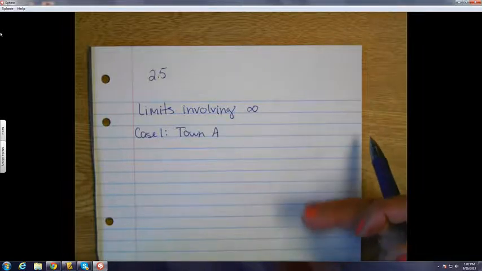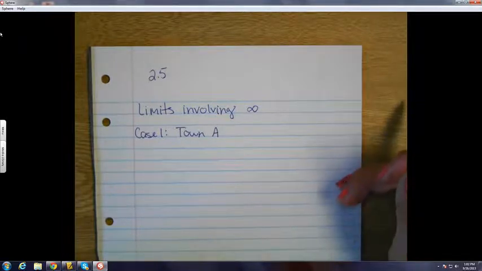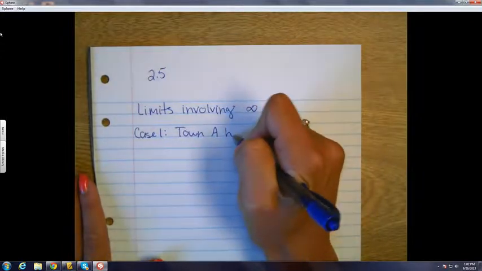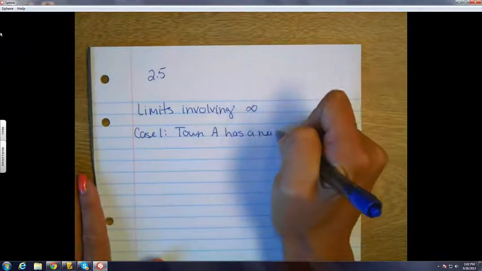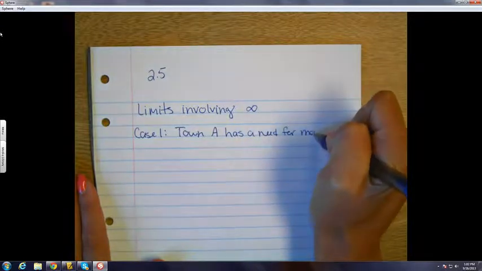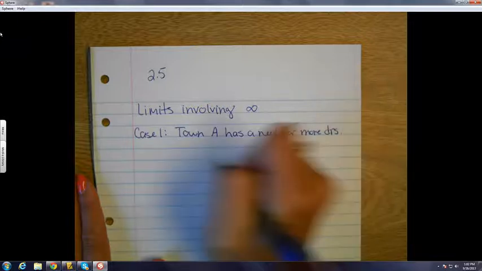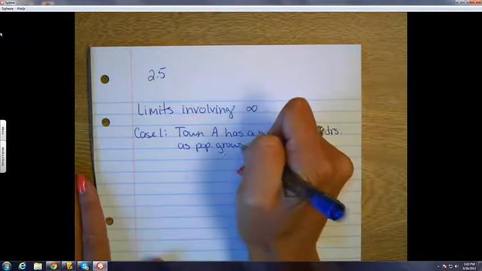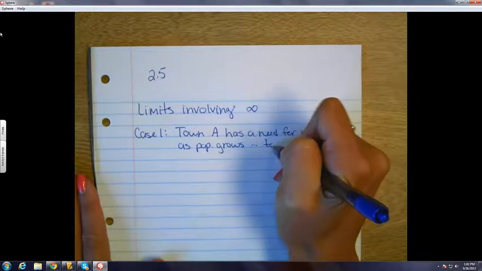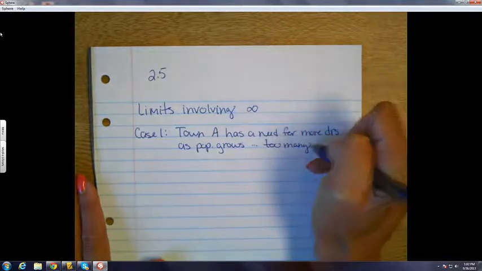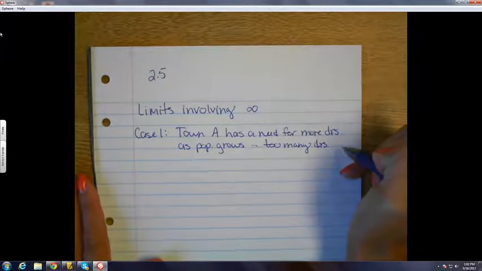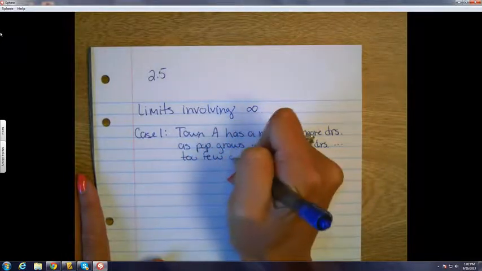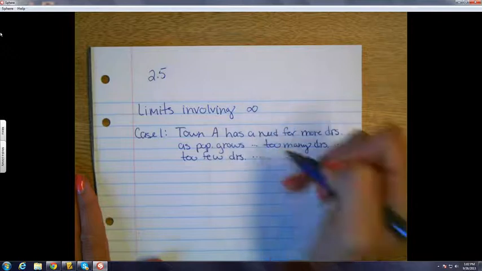Pretty soon there's a shortage of doctors. Then more people get in, then there's too many, and there's shortage, and pretty soon it zeroes in. So what we have happening is town A has a need for more doctors as the population grows. Then pretty soon there's too many doctors. So people stop going into that field. Then there's too few doctors. And this cycle keeps repeating, and it kind of looks like this.